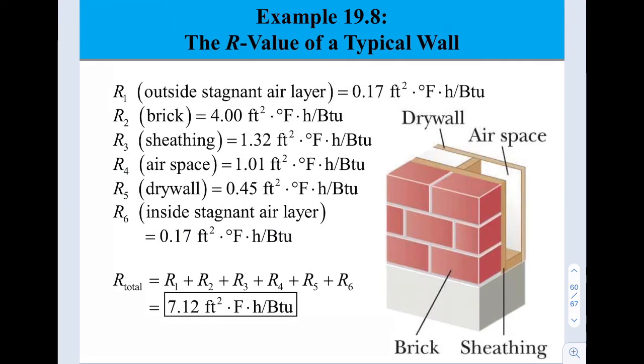Given to us, R1, the outside stagnant air layer, is this amount. The brick as R2 is this amount. You must refer to the previous table. R3 is the sheathing, this amount of it. R4 is the airspace, this amount of it. Drywall as R5, and R6 is the inside stagnant air layer. So the R total for this wall is going to be R1 plus up to R6, which gives you this value of R total.